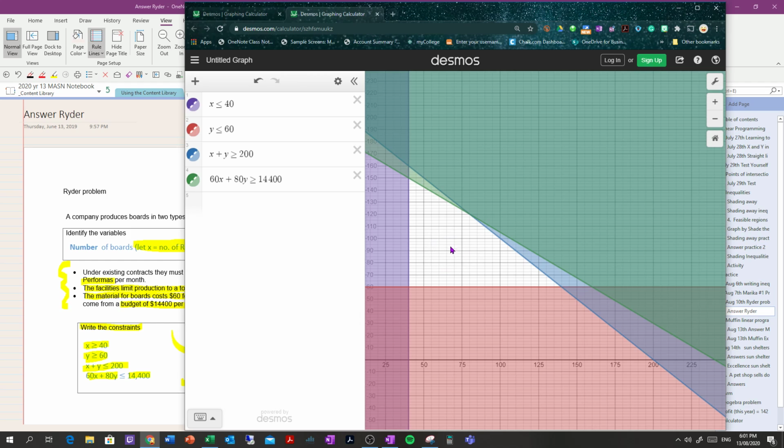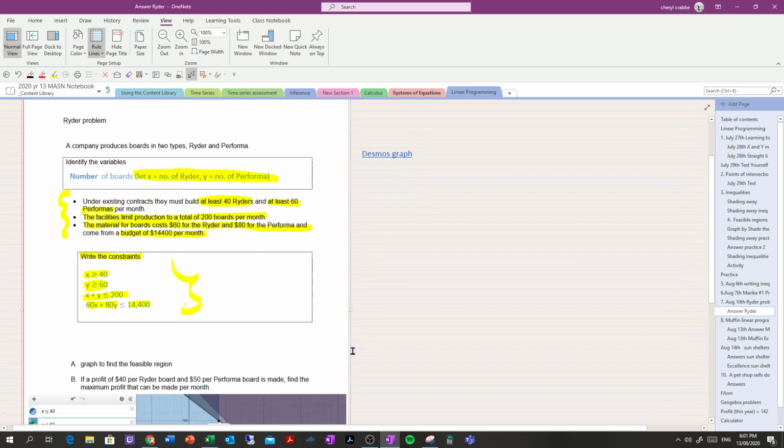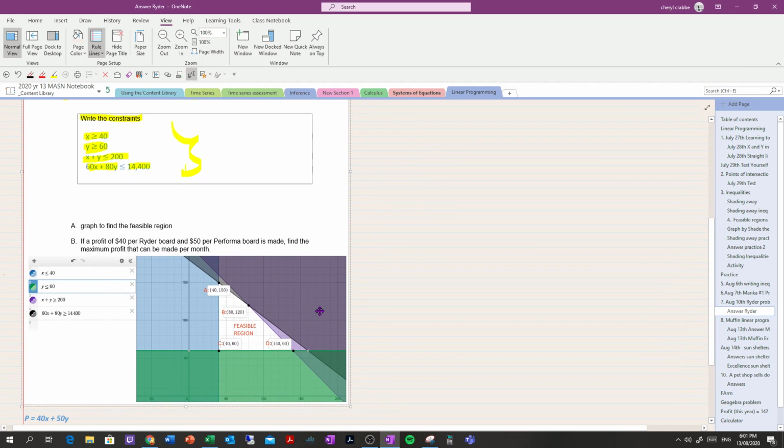So by shading away, we end up creating this white unshaded area. This is our feasible region. Now, within that feasible region, we're going to have a number of points of intersection between the lines that we've drawn in here. In this case, we have 1, 2, 3, 4 points of intersection within the feasible region, and these are them. So you need to make sure that you write these down. We'll have to record the graph and write down these points of intersection.